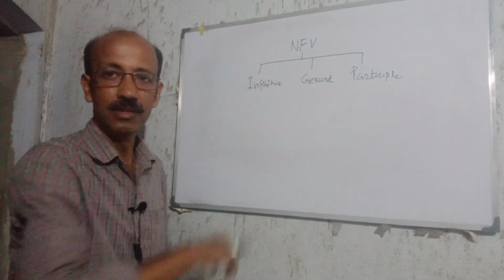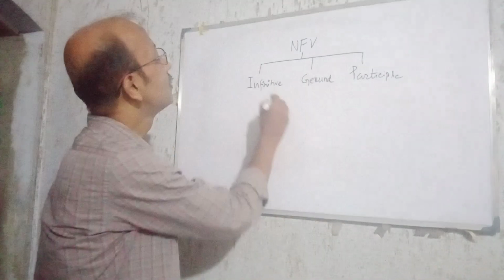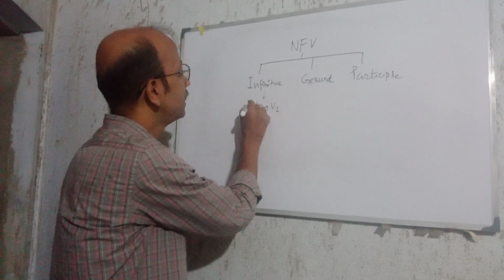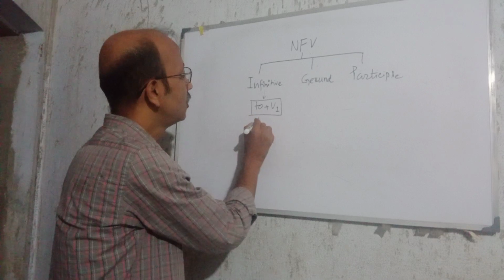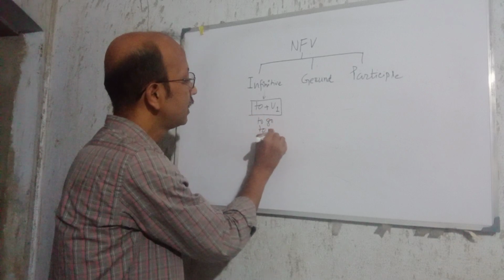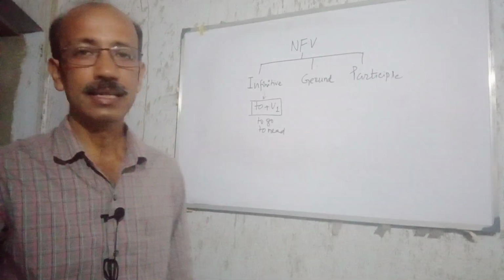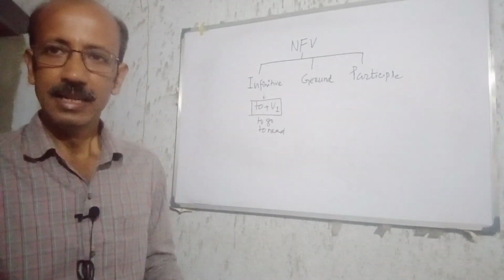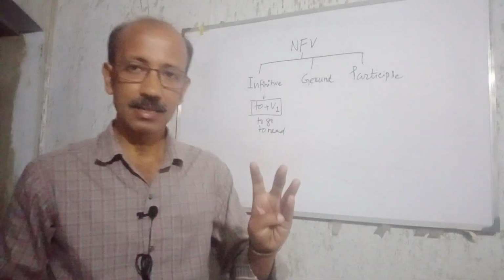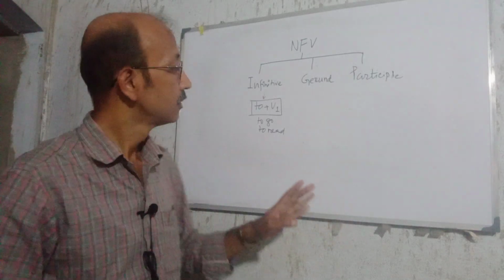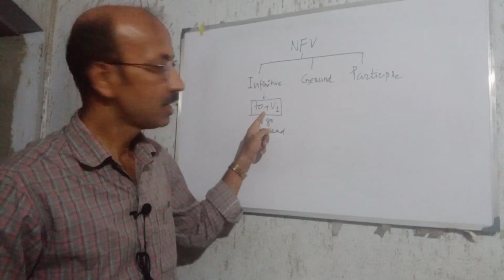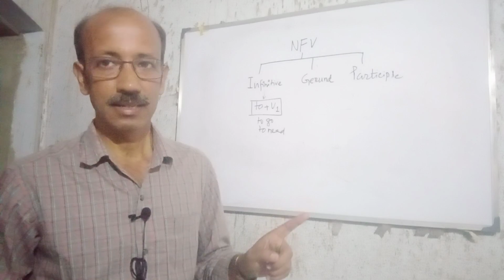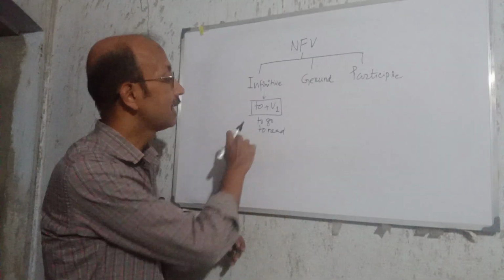Now come to the first, infinitive. Infinitive is a form: to plus verb in present tense form. That means to go, to read, to speak, to write. These are examples of infinitive. Infinitives can be used in any tense, present, past, or future. Here, to is the preposition, and after that the verb should be written in the present tense form, not in another tense form.